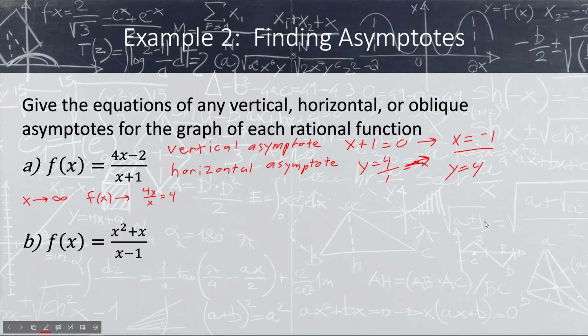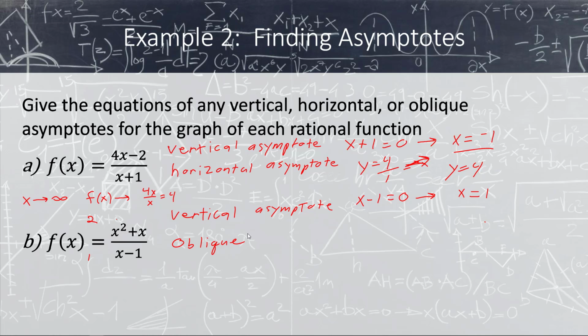Okay, here we have x squared plus x divided by x minus 1. And as you can see, the degree of the numerator is 2. The degree of the denominator is 1, so this is going to have an oblique asymptote. But first, let's take care of the vertical asymptote. We can find it by setting the denominator equal to 0. That is, x minus 1 is equal to 0, and that corresponds to x being equal to positive 1. For the other asymptote, notice that the numerator is 1 degree higher than the denominator, so we are going to have an oblique asymptote.